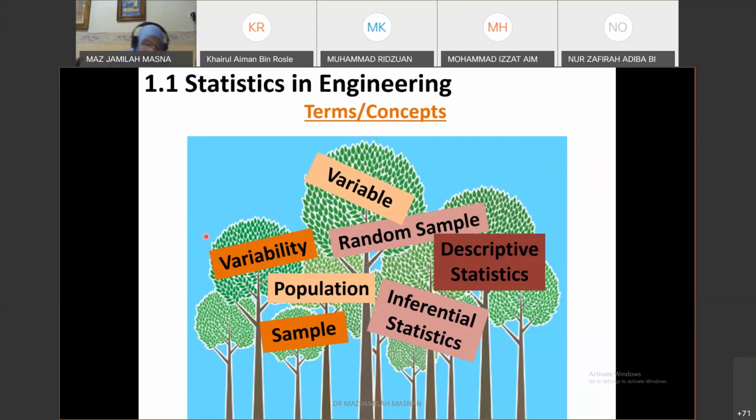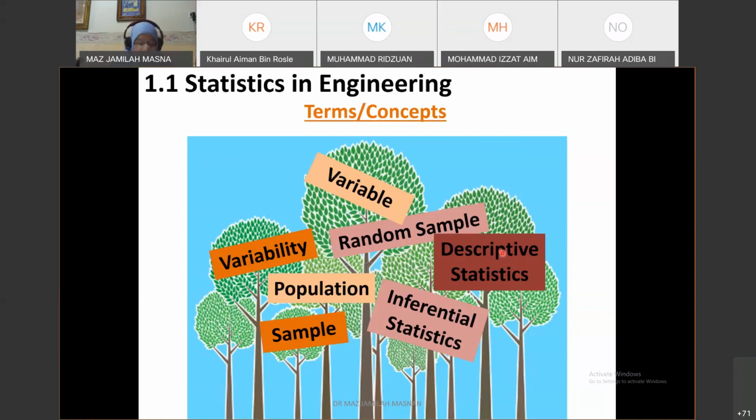So what are the concepts? The first is variable. What is variable? We'll see later. I'll just mention what are the concepts involved. Second, variability. Third, population. Fourth, sample. Fifth, descriptive statistic. Sixth, inferential statistic, and finally, number 7 is random sample. So these are all the terms that you need to understand.